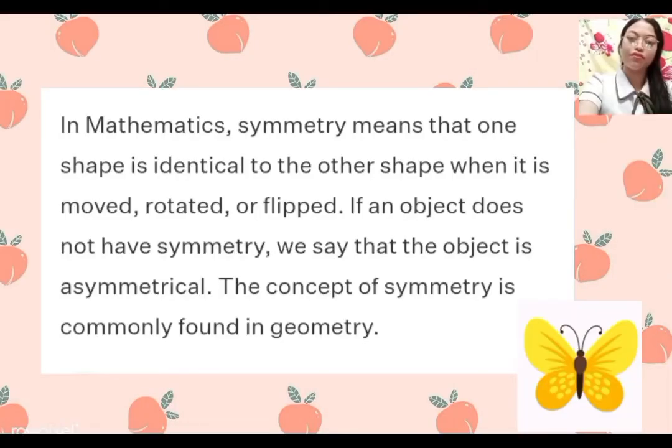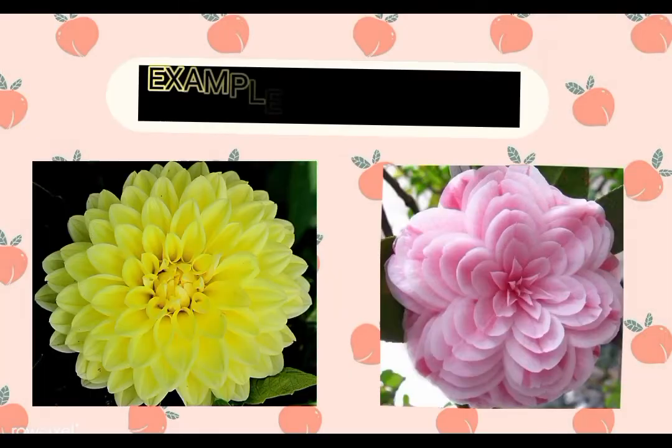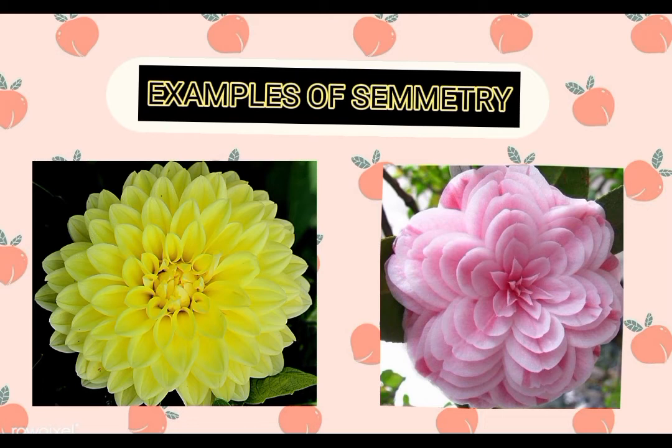So first, let's know what is a symmetry. When we say symmetry, it means that one shape is identical to the other shape when it is moved, rotated, or flipped. If an object does not have symmetry, we say that the object is asymmetrical. The concept of symmetry is commonly found in geometry. These are an example of symmetry.